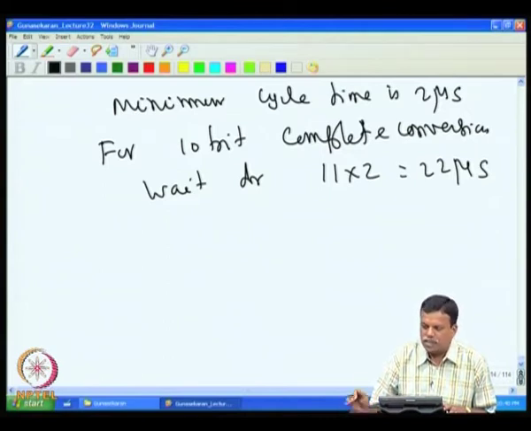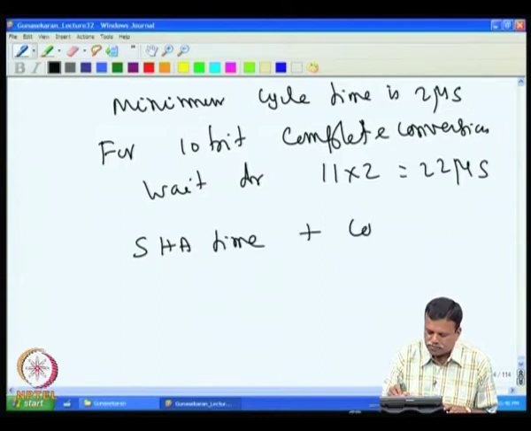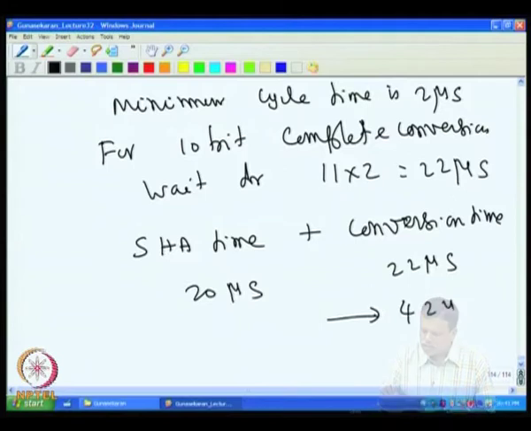So, the conversion takes a total of SHA time plus conversion time. In this case, this is about 20 microsecond, and this is about 22 microsecond. So, you will get about 42 microsecond needed for the complete conversion, but in the actual case you need more than this 42 microsecond.